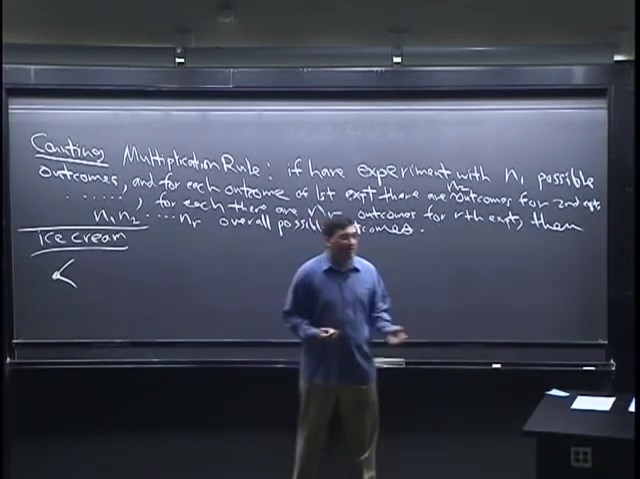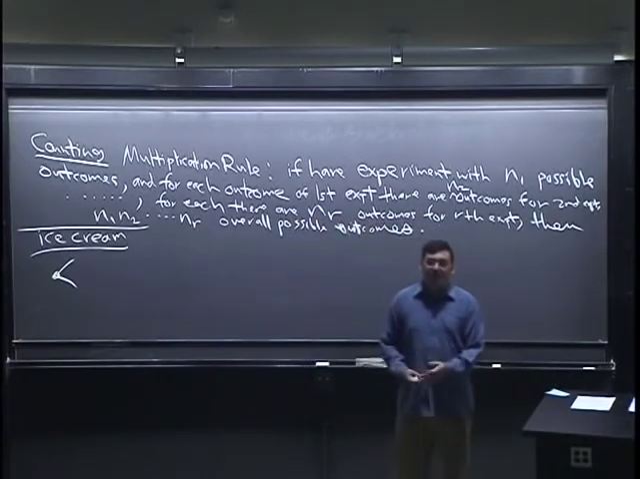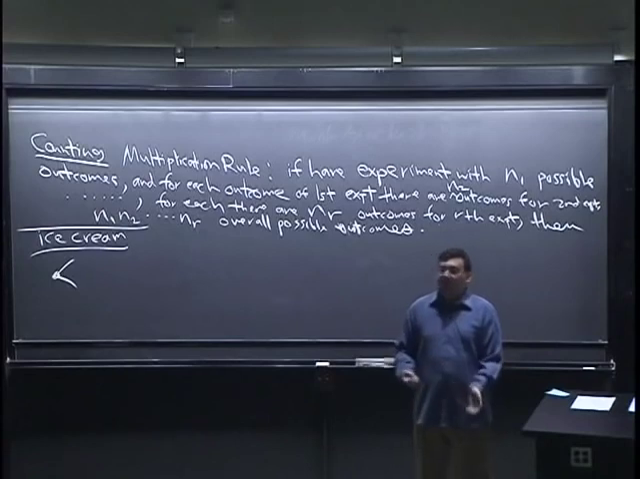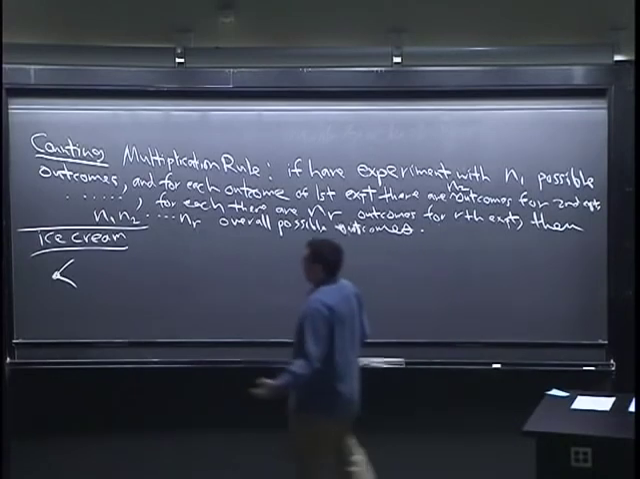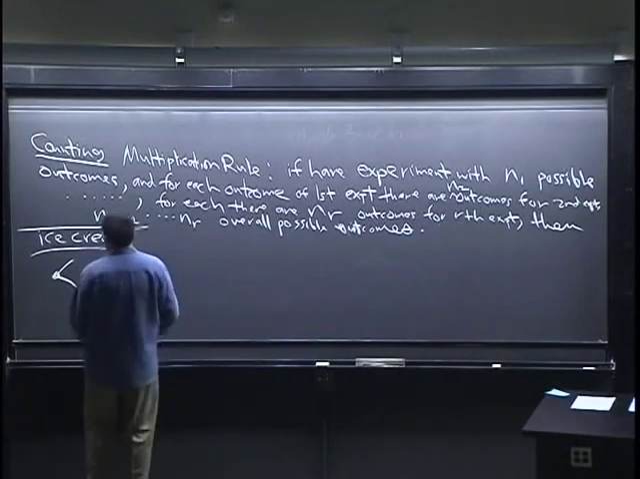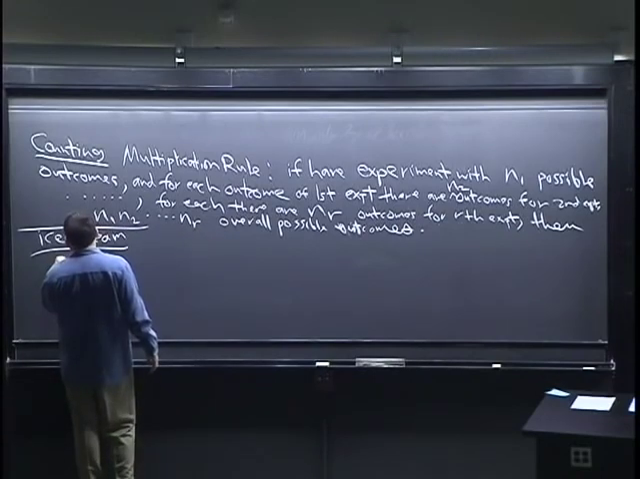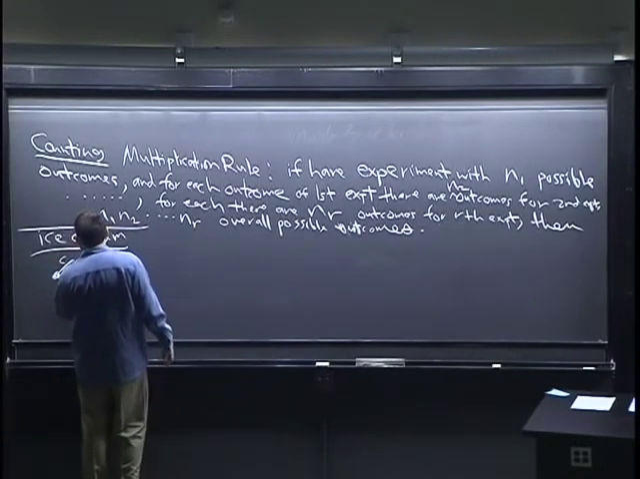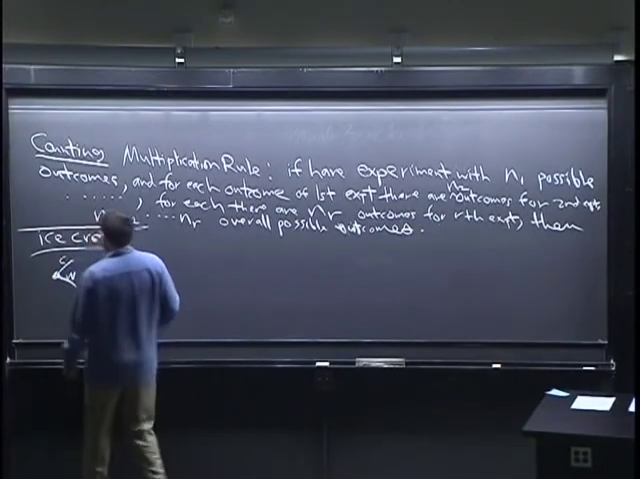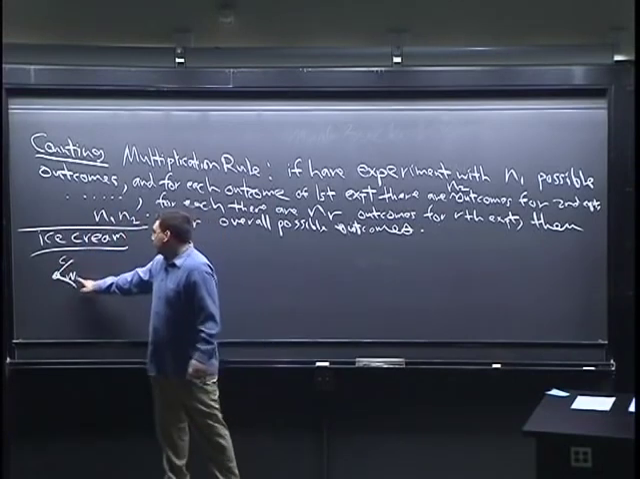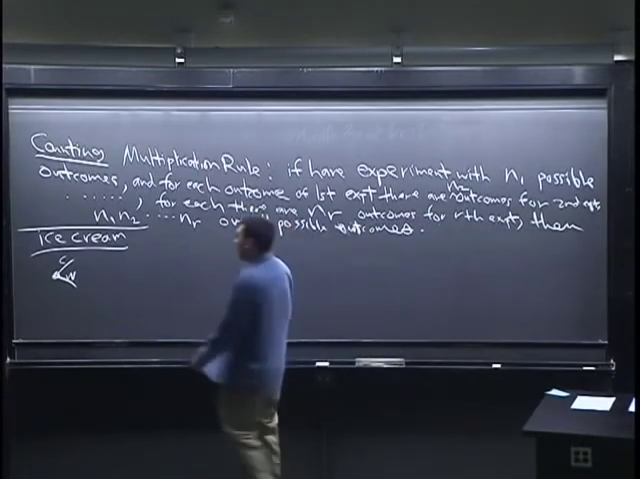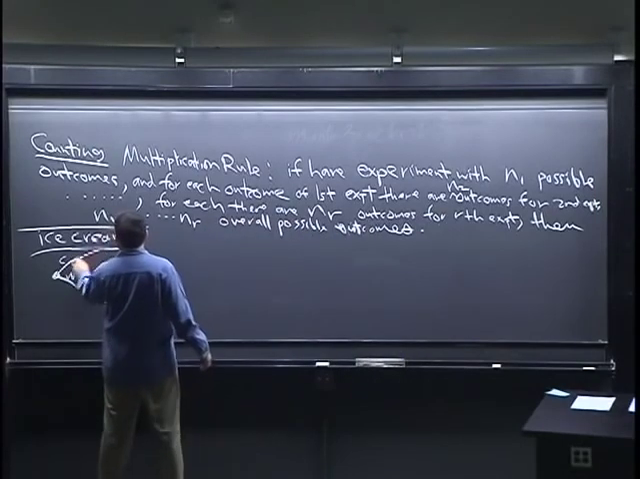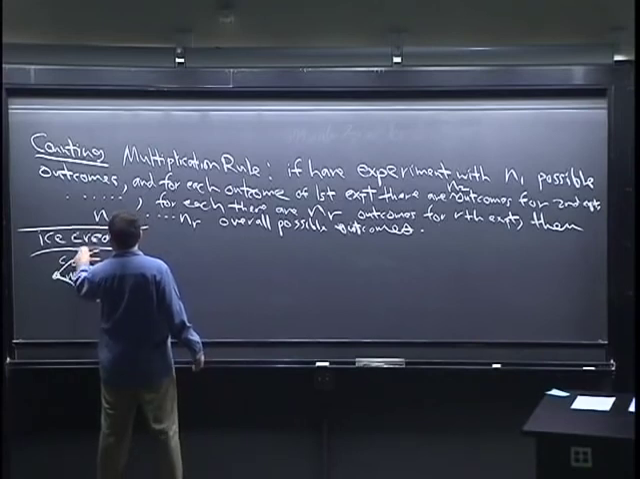So that experiment consists of 2 parts, right? The first experiment is you choose which type of cone you want, and the second experiment is you choose which flavor you want. Very, very simple. So I would just depict it like this, where at the first branch, you choose either C for cake cone or W for waffle cone. And then once you've chosen which type of cone you want, then you can either choose chocolate, vanilla, or strawberry.